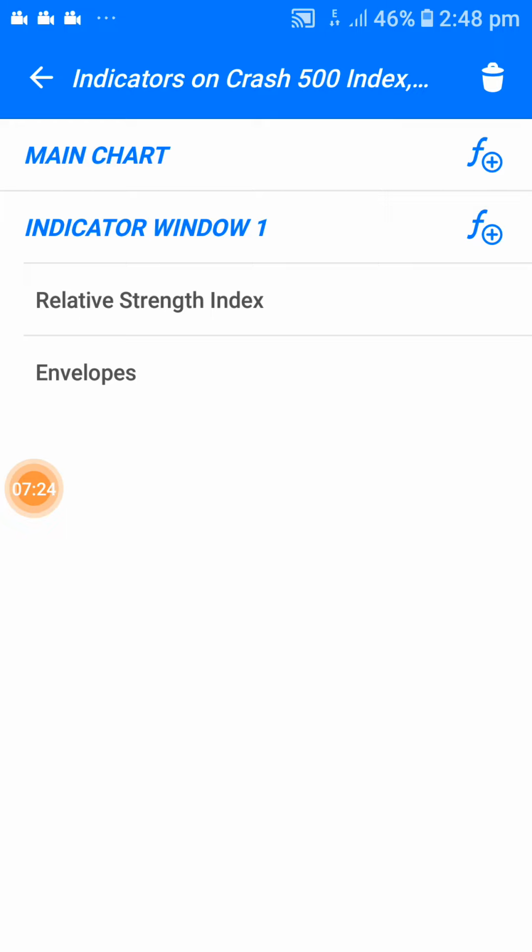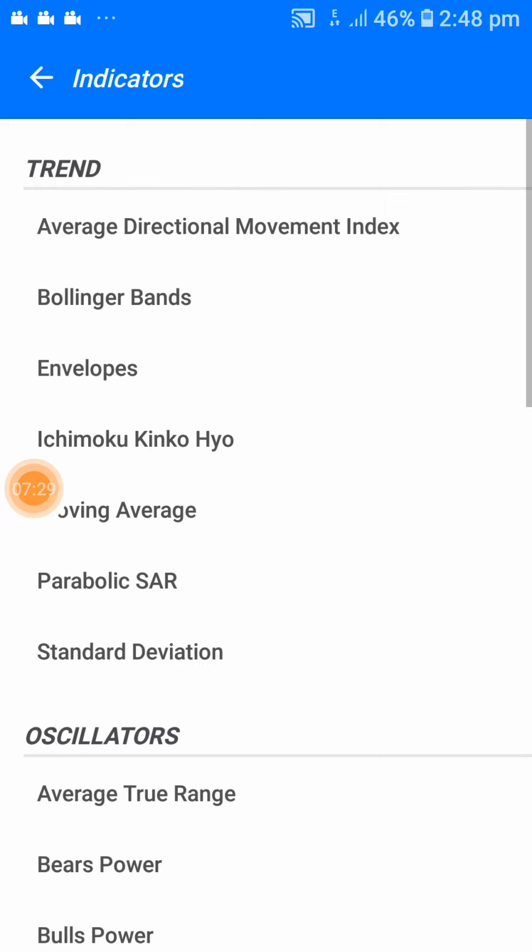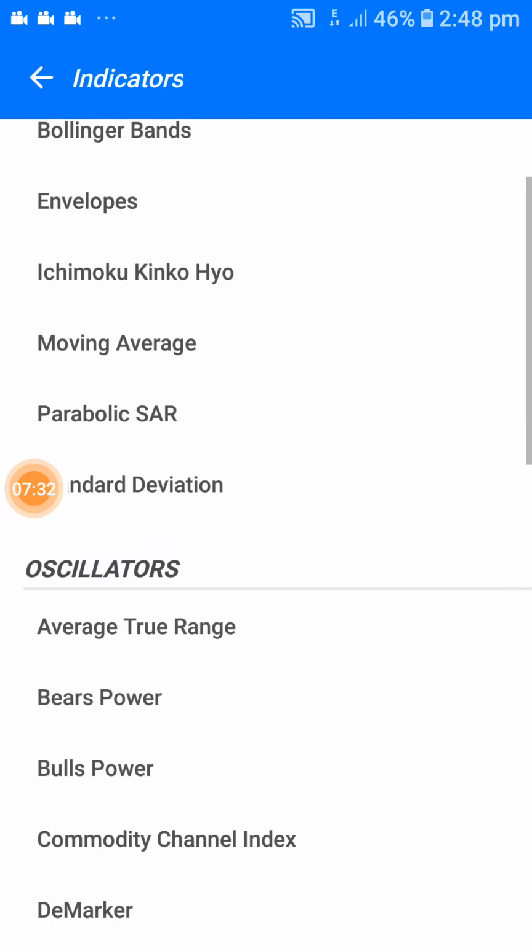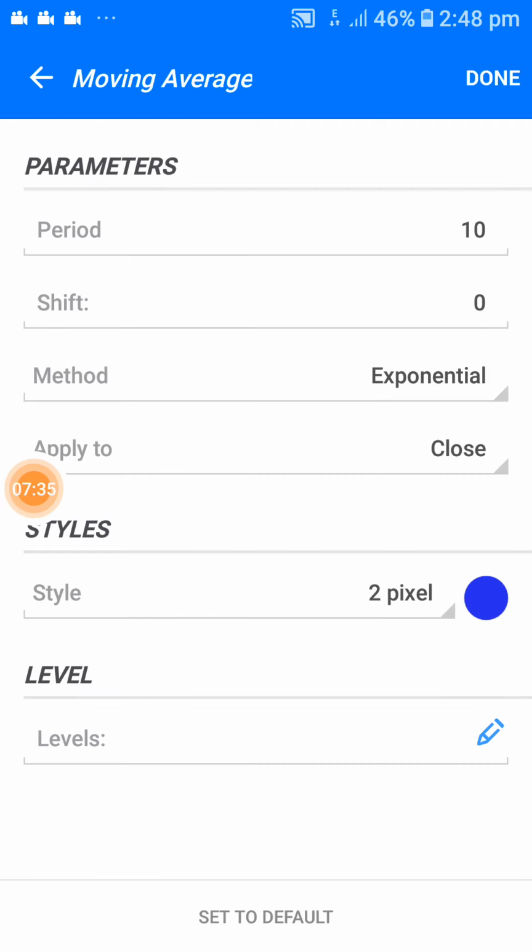So I'm going back to indicator window one, and I touch it. I'm looking for moving average. Got it. Now I have period 10, shift 0, method exponential, applied to close. I don't need level here. I'm choosing this blue because my background is white, so the line will also be obvious for me. I think I'm done already.